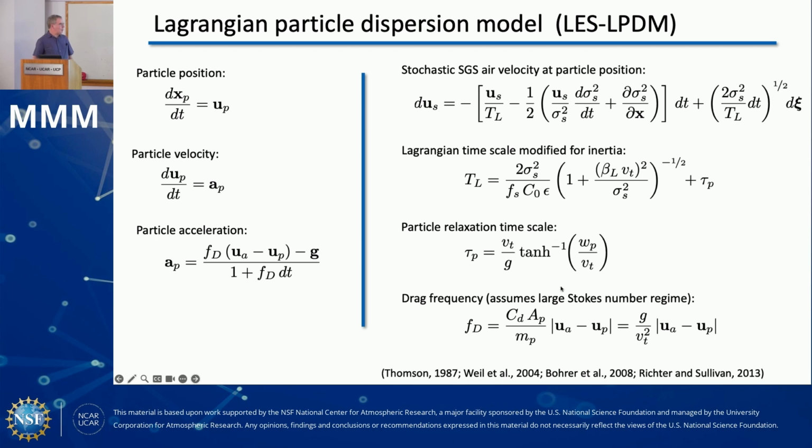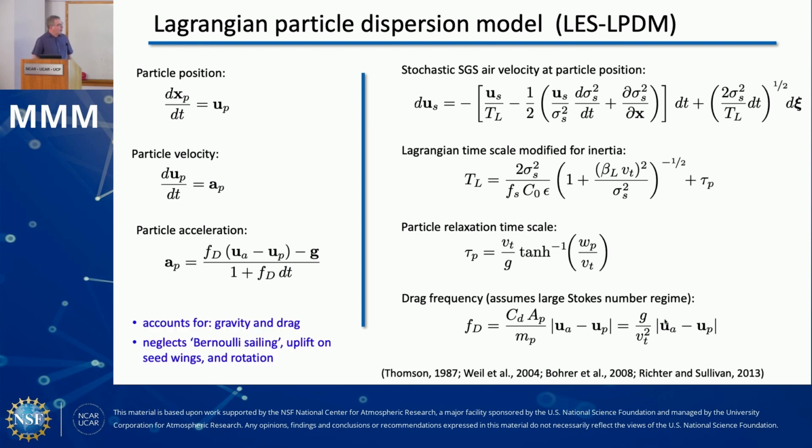And if these seeds are of sufficient size, we can assume that they are in a large Stokes number regime. And in that sense, then the drag coefficient of the seeds is a constant, and that allows us to write the drag frequency in this form. It's all really tied back to the terminal velocity. So that accounts for all of the seed's inertia in that sense.